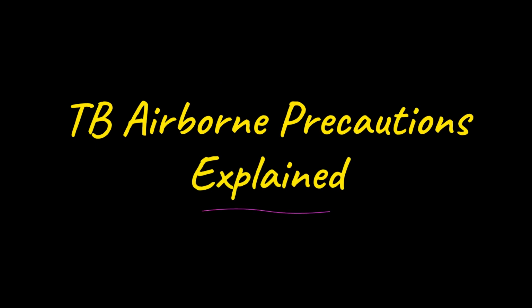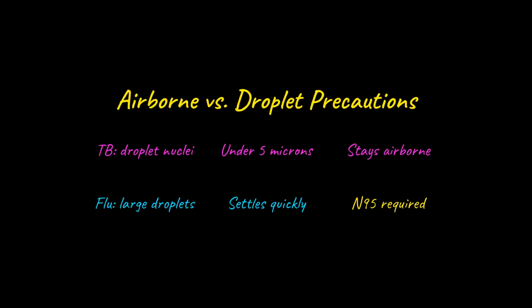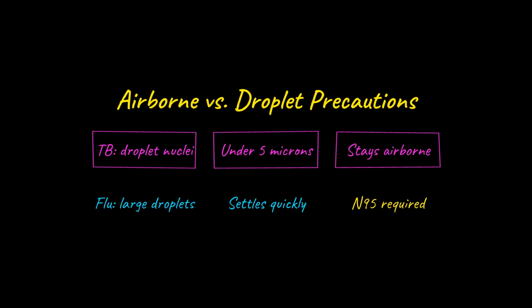Tuberculosis requires the most rigorous respiratory precautions because Mycobacterium tuberculosis spreads through droplet nuclei, particles under 5 microns that stay suspended in room air and travel far beyond the 3-foot radius of ordinary droplet precautions. Particle size is what determines the precaution level. Larger droplet particles settle fast and a surgical mask is adequate, but tuberculosis droplet nuclei require an N95 respirator.